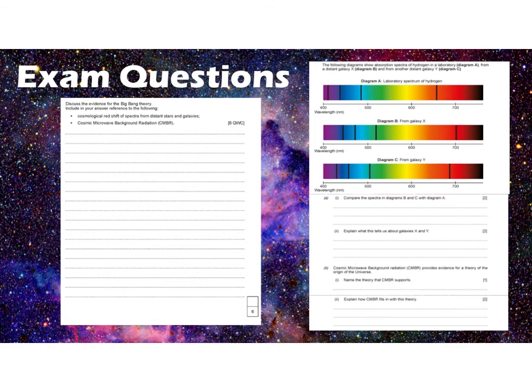And finally for this lesson, I've set 2 exam questions. So one of them is a QWC question talking about the evidences for the Big Bang theory, and the other question is talking about redshift and the different wavelengths and frequencies of the absorption spectrums, and then it moves on to talk about CMBR at the bottom. So those are in your class notebook assignments, so please complete those questions and then hand in all of your work for today. Thank you!